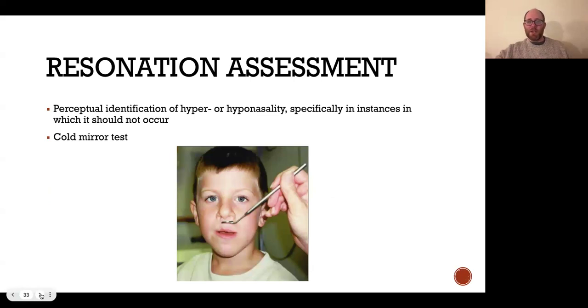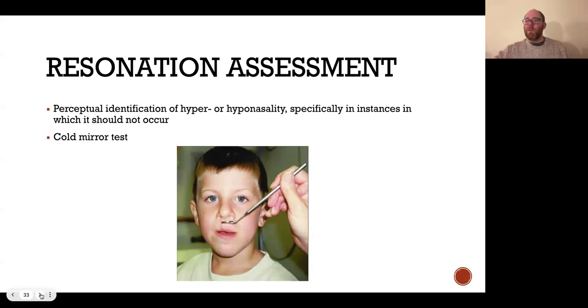As far as resonation assessment goes, you're really just going to be listening for whether they're hypernasal. So do they have a lot of that nasal energy in the sound coming out, or are they hyponasal? Do they sound like they are stuffed up and have a cold? You really want it to be specifically in instances where it should not be. So if they are saying an M-loaded sentence, like my mom sells lemon muffins, that's got a lot of M's. You're going to hear a lot of nasality. You don't want to make a judgment that someone's hypernasal off of something that should be a nasal sound.